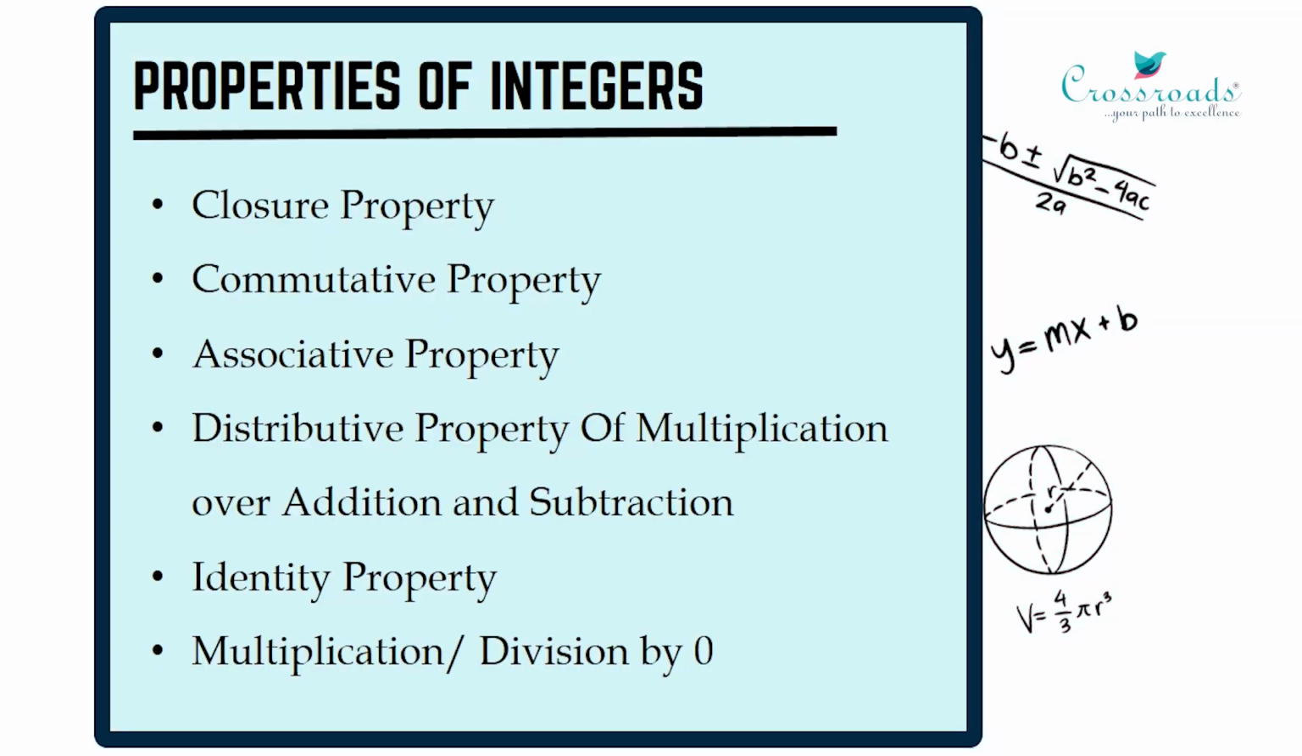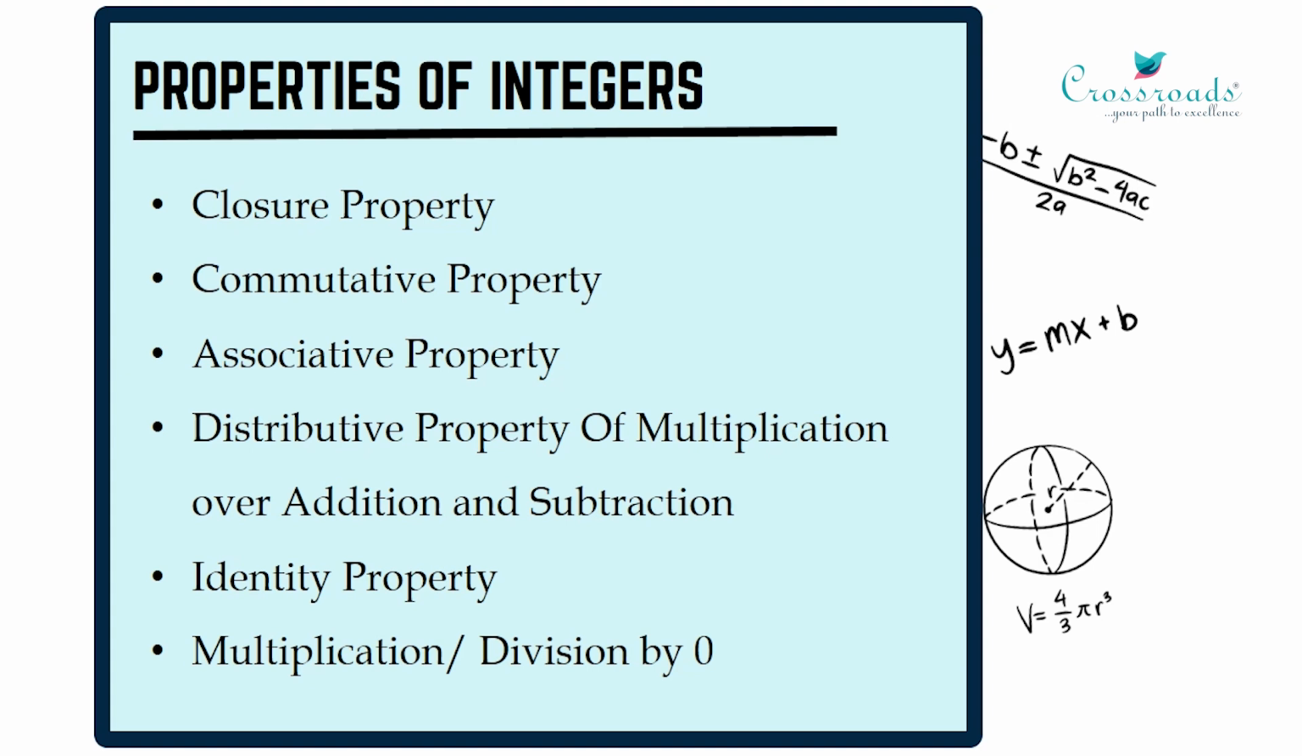Let's move on. We will try to learn and discuss the properties of integers. There are almost 6 properties. We will see how these properties apply to addition, subtraction, multiplication, and division. Some hold good for all the 4 operations. Some hold good for only 2 or only 1 operation.